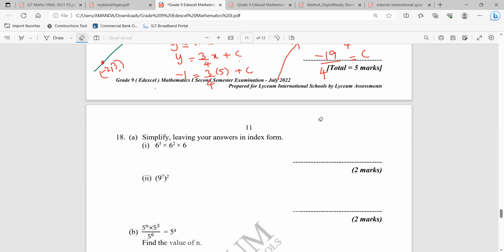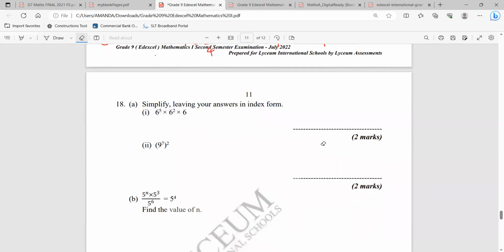Right, this is very simple. The 18th question is quite simple. Simplify, leave your answer in index form. So you just have to add 5 plus 2 plus 1, which is 6, to the power 8. This one is going to be 9 to the power 14 because this is power of power, so 7 times 2 is 14.